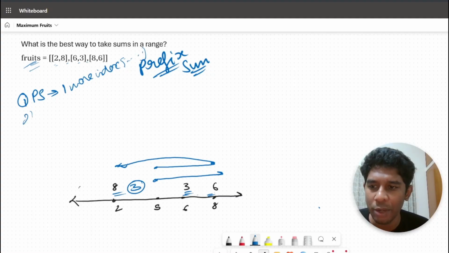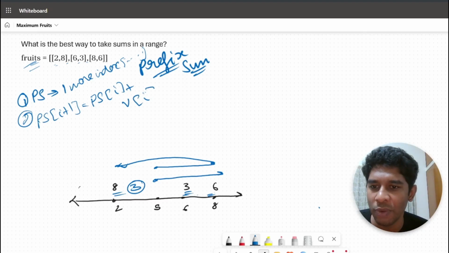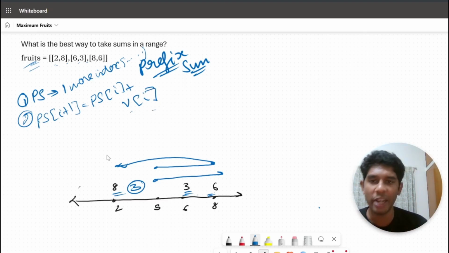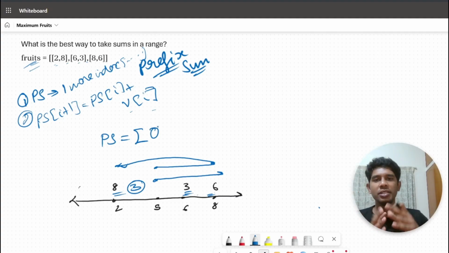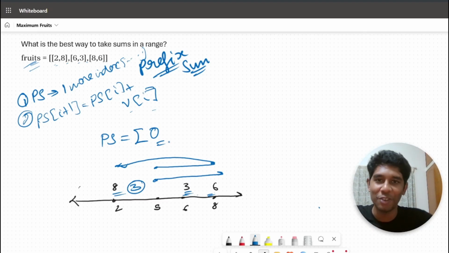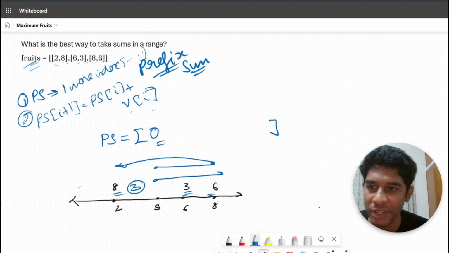The second rule is also very simple: ps of i plus 1 is equal to ps of i plus v of i, where v of i is the value at that particular index. Now look at how this works. The first value in your prefix sum array will be 0. Prefix sum means, up to that particular point, what is the sum of values I've encountered so far. So prefix sum of the 0th location will obviously be 0, because before 0 I have not seen an element. Now let's deploy this prefix sum algorithm.